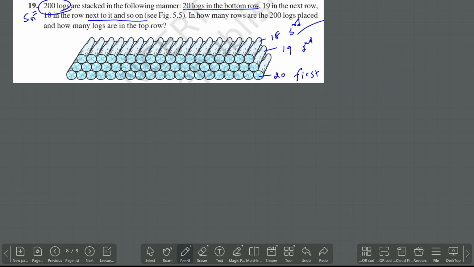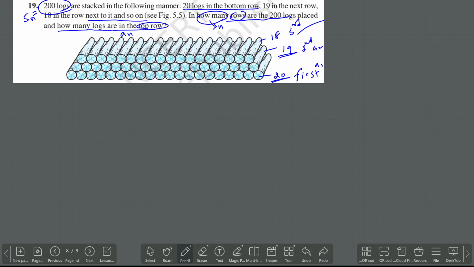In how many rows are there in 200 logs? They are asking how many rows. How many means what? N. Don't forget, instead of term they have given row. That's it. Okay, N we have to find. By using 200 logs, how many rows did they make? They are asking that. And how many logs are there in the top row? This is the bottom. It's A1, A2, A3. Then we don't know what is in the top, so we can consider it as AN. In AN, how many logs are there, that we have to find.